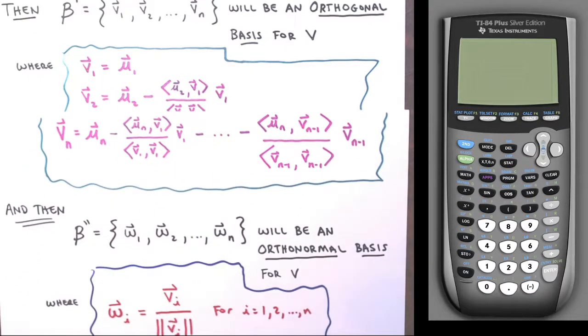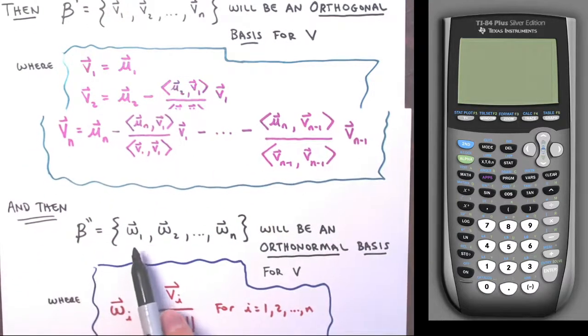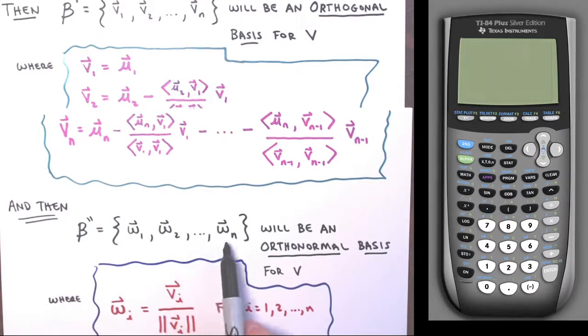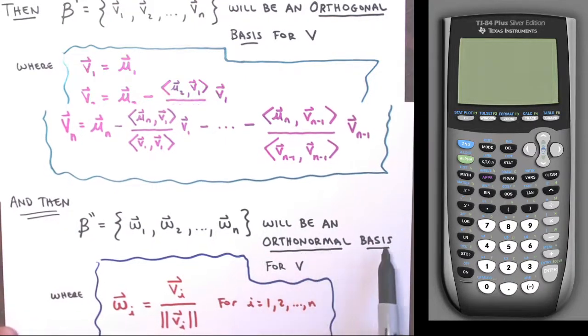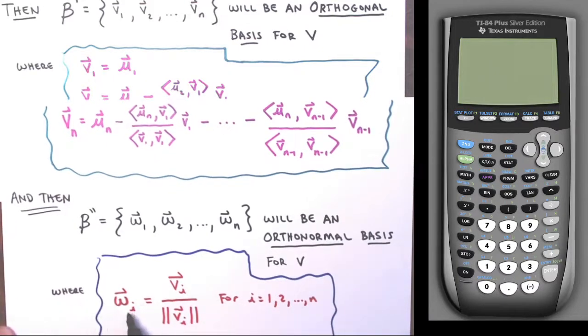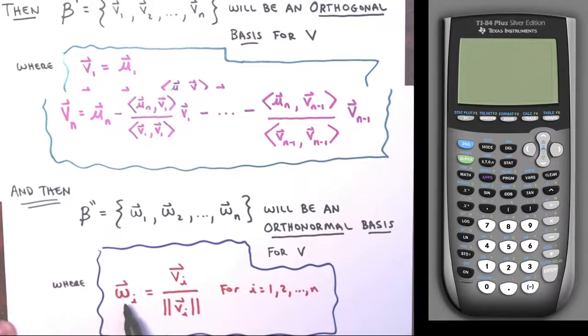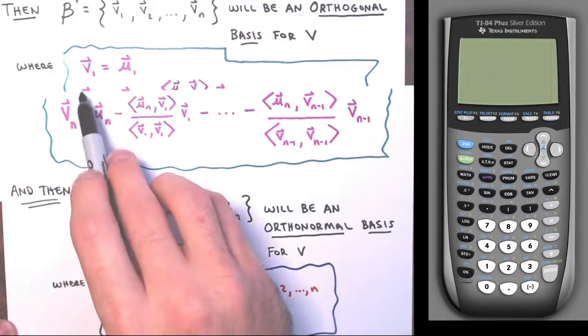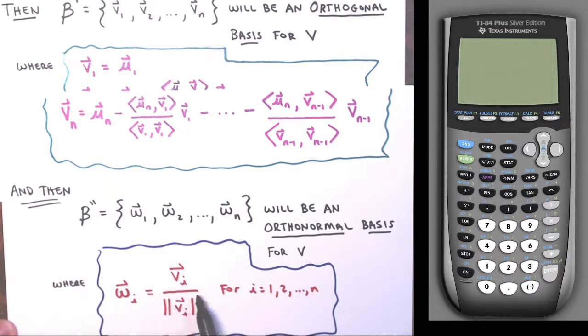And then B double prime equals w1, w2, all the way up to wn will be an orthonormal basis for V, where each of the wi's, vector w sub i, is just vector v sub i, one of the v guys up here, divided by its norm. Right? And remember, the norm of a vector is the square root of the inner product of that vector with itself. And this is for i equals 1 to n for all these vectors. They'll all be unit vectors and orthogonal, thus orthonormal. Great.